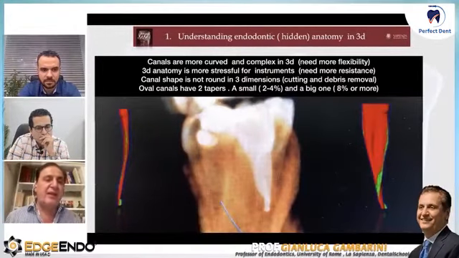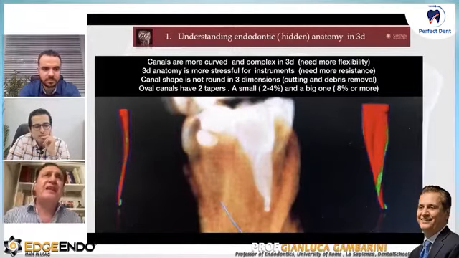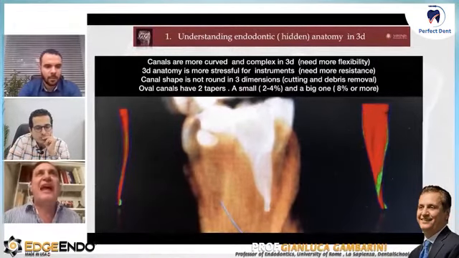Now, this is very important. When you see a canal, you may see it like this, or you may see it like this, which means that we are seeing the canals from a different perspective. So when we have oval canals, we never have one taper. We have at least 2 tapers, one small, 2 or 4%, and one big one, usually 8 or even more. So what does it mean actually?